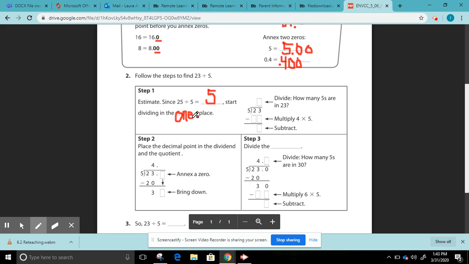In the ones place. Okay, so 25 divided by 5, right? So 23 divided by 5. Does it go into it 5 times? No. So it would have to go into it 4 times. That's correct. 4 times. 4 times 5 would be 20, correct?